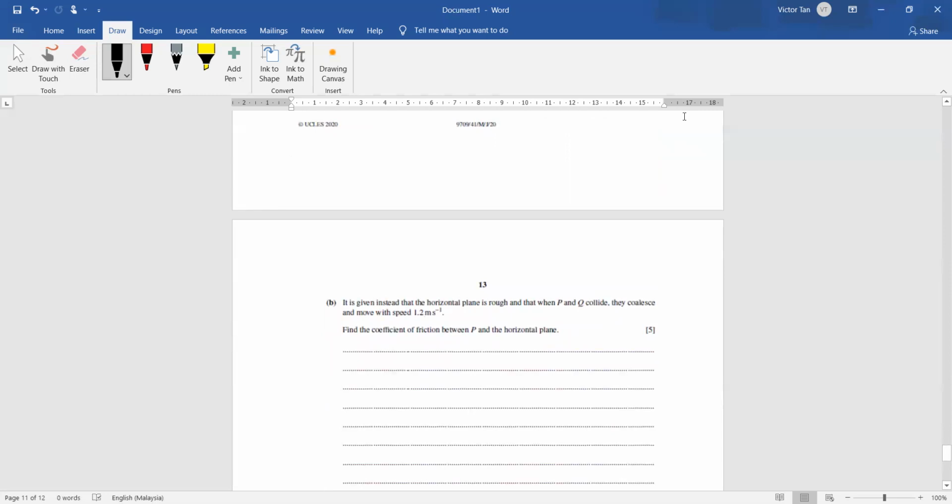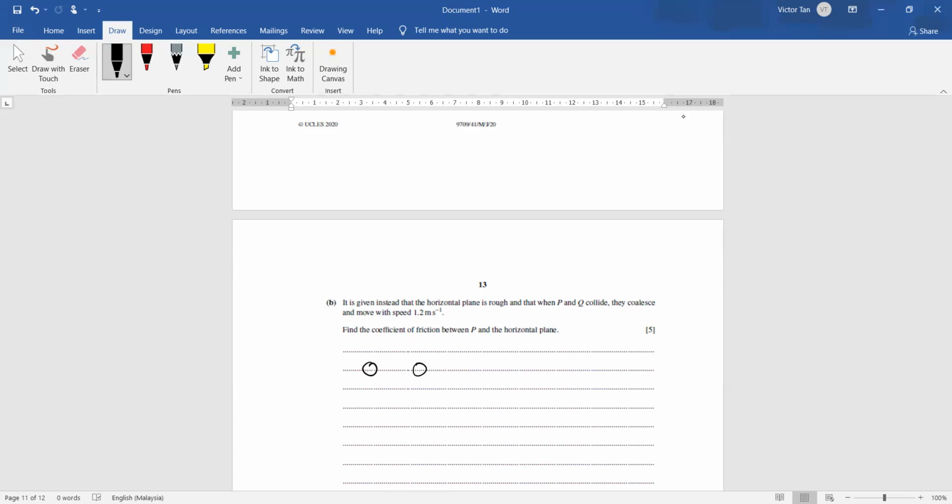It's given instead that the horizontal plane is rough and that when P and Q collide, they coalesce. Coalesce means they join together and move with speed 1.2 meters per second. Find the coefficient of friction between P and the horizontal plane. If you want to find the coefficient of friction, you need to find the friction. To find the friction, you need to find the acceleration.